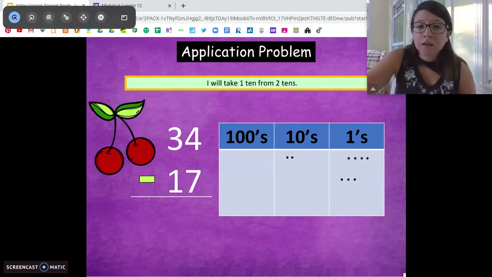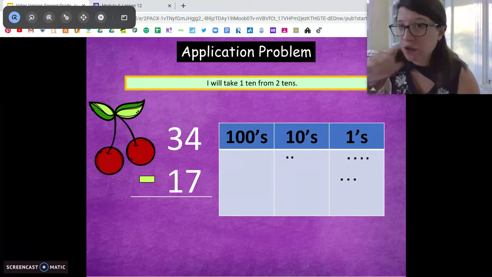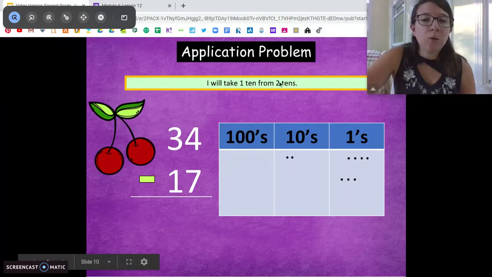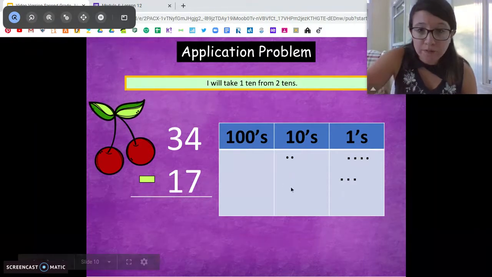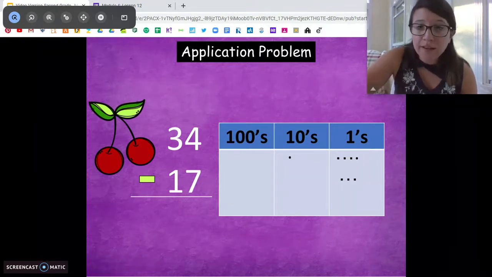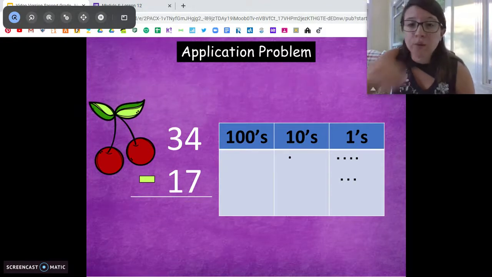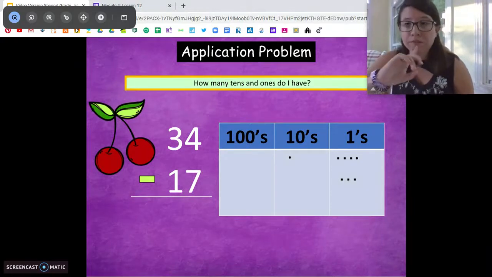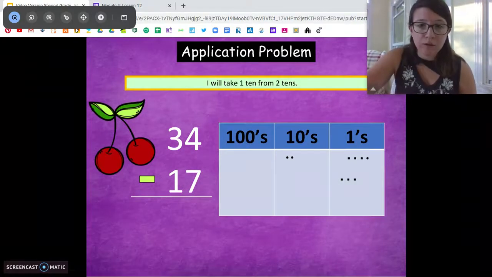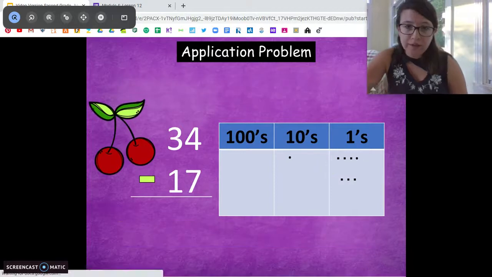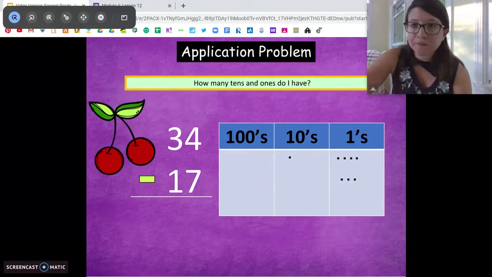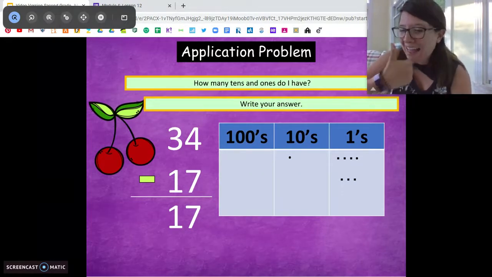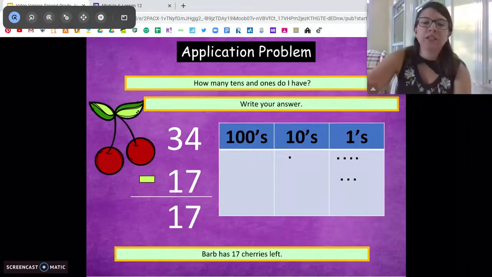Then we need to make sure we do our tens too. I forgot about this in the last lesson. We have to take 1 ten away from 2 tens because we only have 2 tens left. So we're going to take one of those away, and then we already took our 7 away. Now, how many tens and ones do we have left? We took our 1 ten away, and we took our 7 ones away. What do we have left? 17. Did you get it? Yeah. All right. Barb has 17 cherries left.